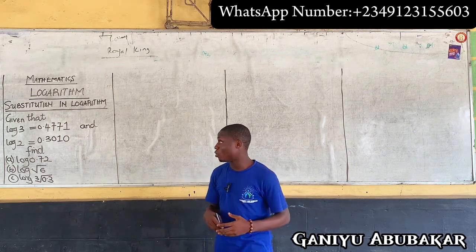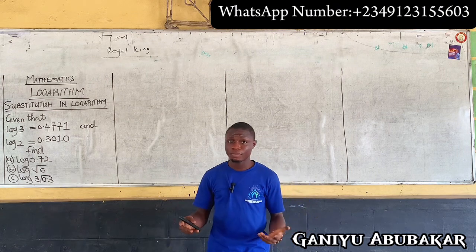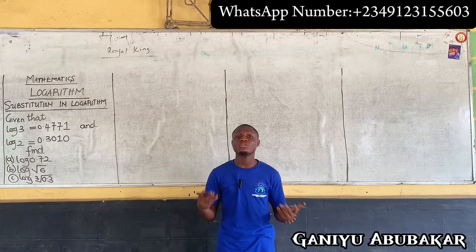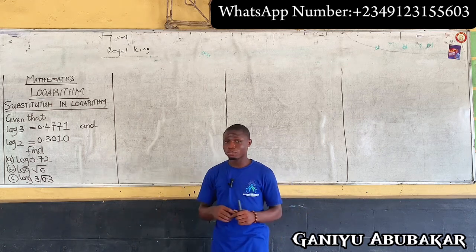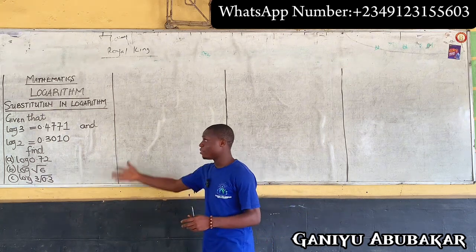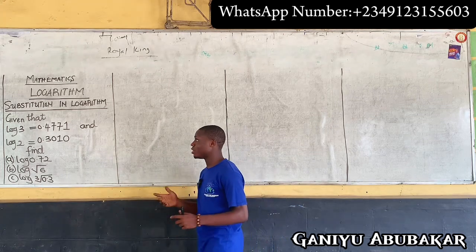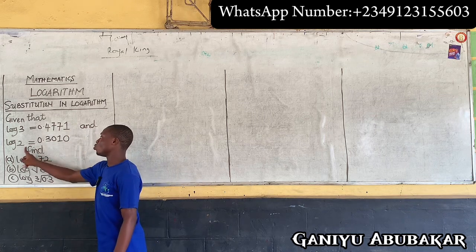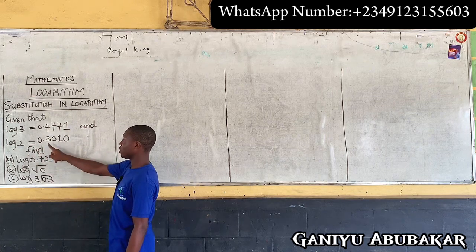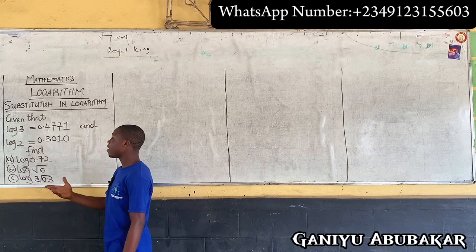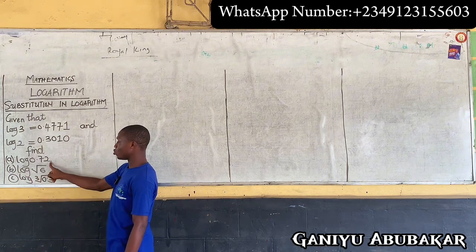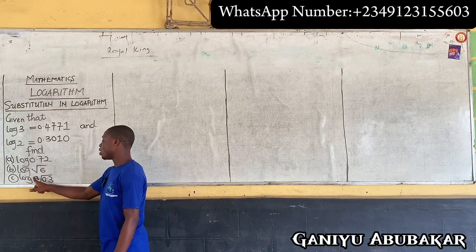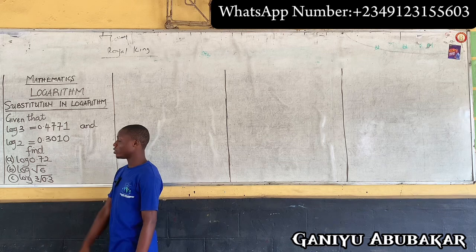Let's look at the concept of substitution in logarithm. Last class we looked at the concept of logarithm and its several laws, right? So let's say I'm doing this question. It says that given that log 3 is 0.4771 and log 2 is 0.3010, find log 0.72, also find log root 6, also find log 3 root 0.3.